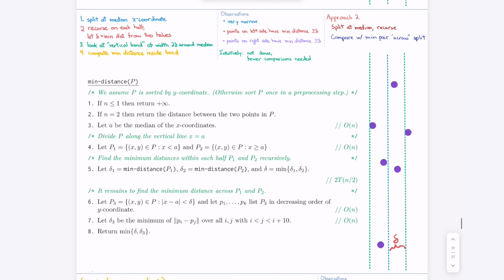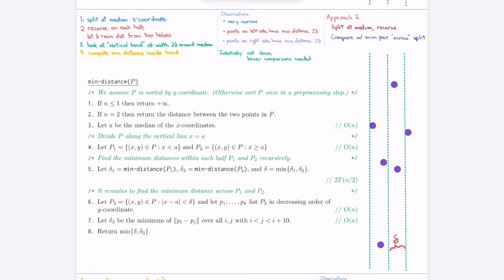Let me first explain the algorithm and then we'll justify it. As usual, this looks more complicated than it should be. So I get the median x coordinate and then I split the input in half. I get the minimum distance on the left, the minimum distance on the right. And that gives me some delta, that's the minimum on either side. Then I'm going to assemble all the points whose x coordinate is within delta of that median x. So now I'm just assembling the band. That's linear time to just check everything.